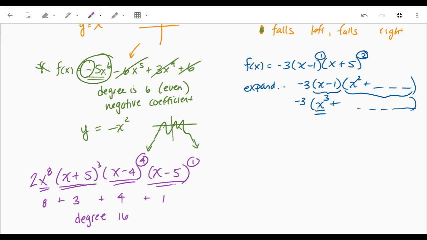Okay, so back to the one that we have here. The degree is 3, which is odd.